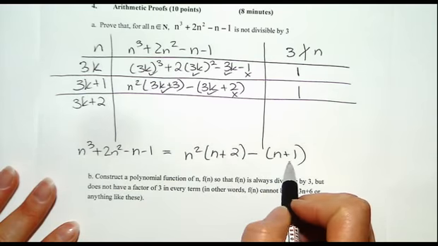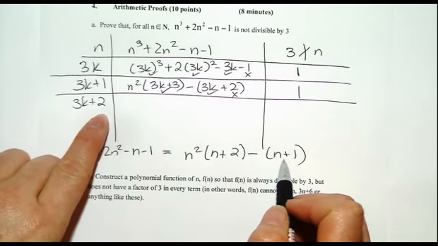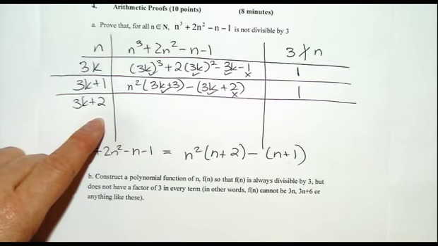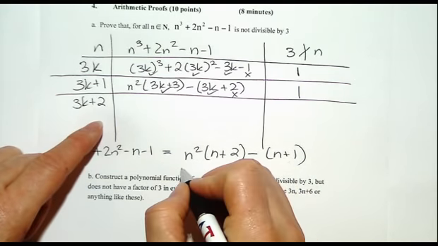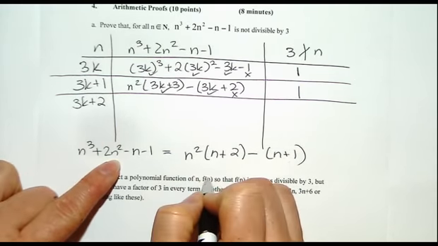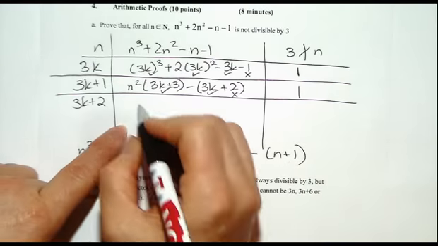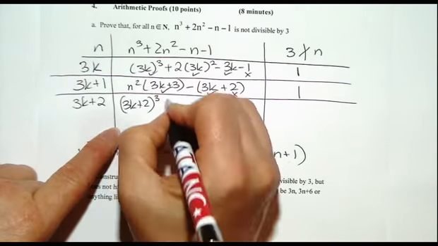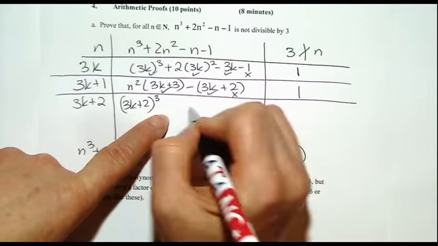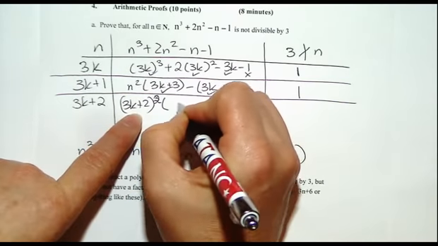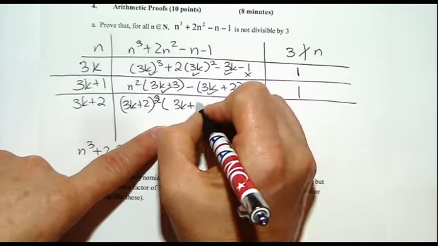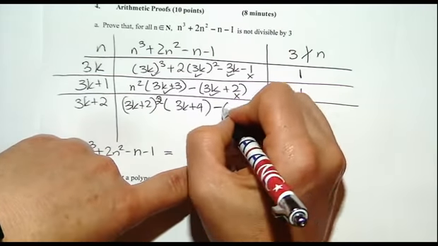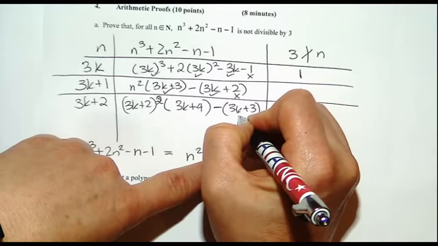And in the last one, this is going to be divisible by 3, so I'd like to have a plus 1 in here. So what I could do is put maybe something else. We can just do it. So this will be 3k plus 2 cubed. Now let's do this: squared times 3k plus 4, minus 3k plus 3. That's divisible by 3.